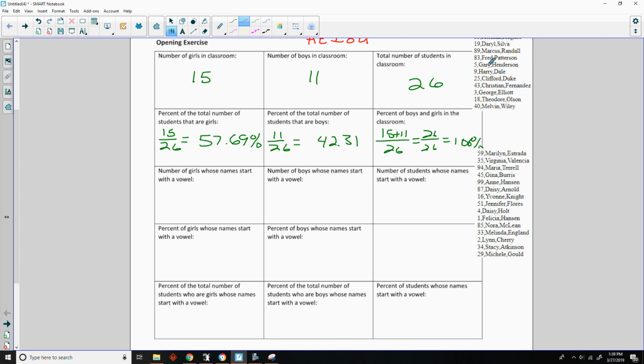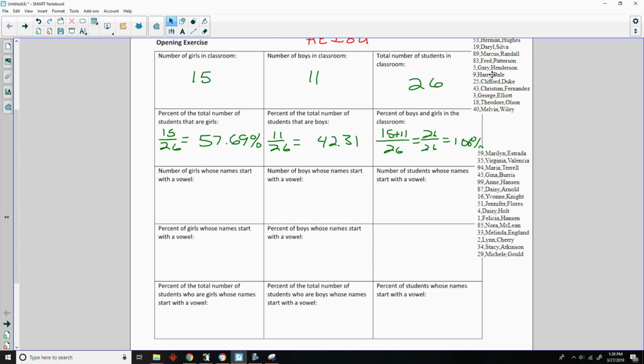So if I have, let me move this down a little. It says number of girls whose names start with a vowel. So here are the girls down here. And I'm looking for names that start with A, E, I, O, and U, and there is 1. And that is it. So number of girls whose names start with a vowel, 1. Number of boys whose names start with a vowel: H, D, M, F, G, H, C, C, G, T, M, and that is 0. Number of students whose names start with a vowel, 1.